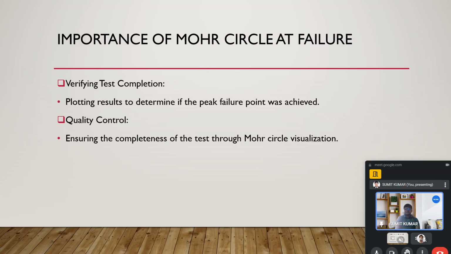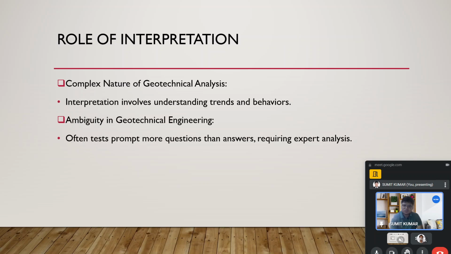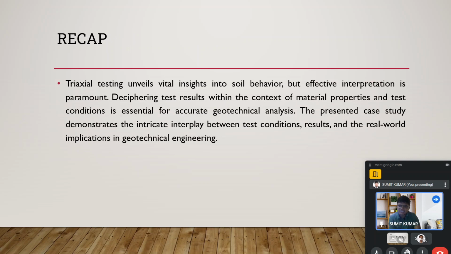Now, we talk about the importance of the Mohr circle in the field. First, verifying test completion: plotting the result to determine if the peak failure point was achieved. When we talk about quality control, ensuring the components of the test through Mohr circle visualization. The role of interpolation is equally important, as interpolation involves understanding the trends and behavior which the soil is following, and often the test prompts more questions than the answers required to expect from the analysis.